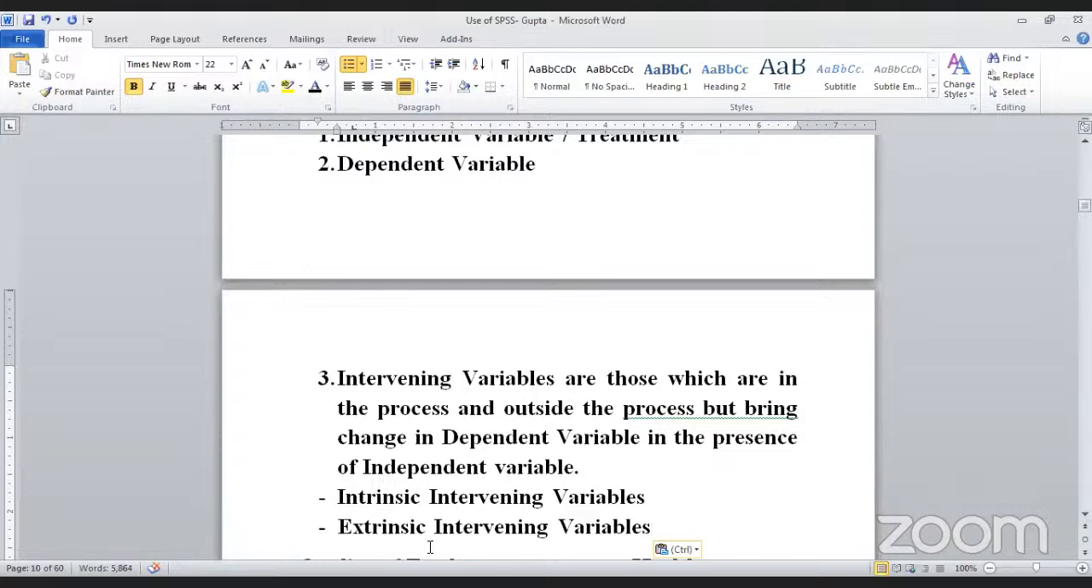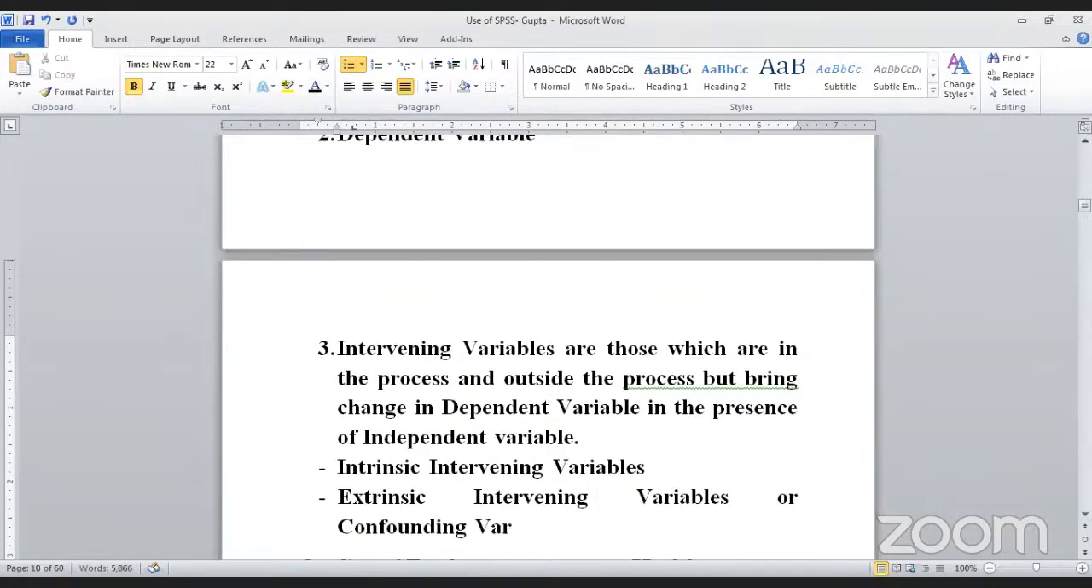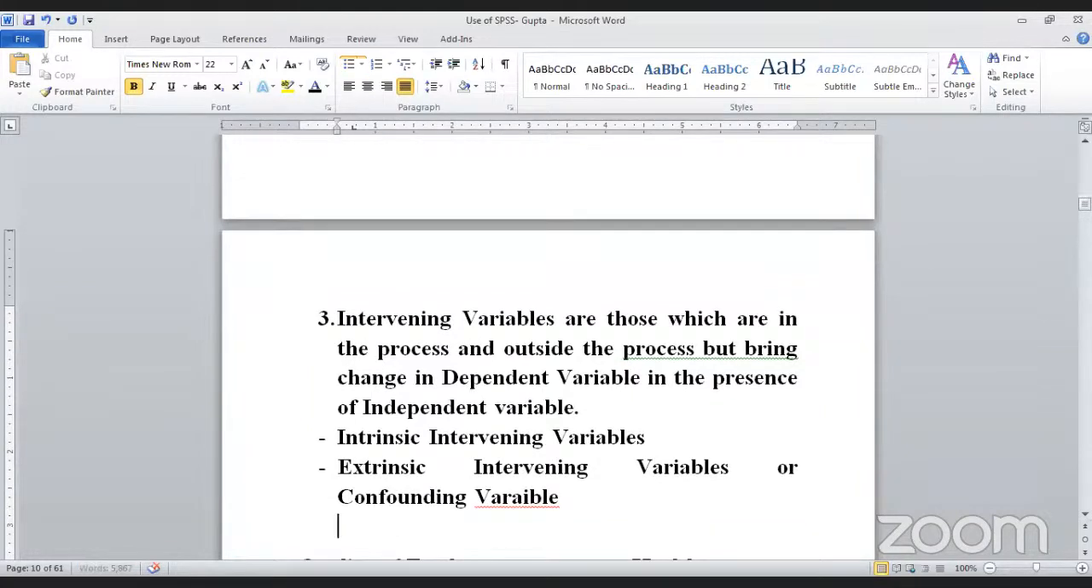For example, right now, you people, wherever you are sitting, if you are uncomfortable, then my dear friend, it is quite possible that you might not be able to concentrate. Or if there are children who are playing near you, because of the noise of the children, sometimes you might miss some of my statements or sentences, and therefore you may not be able. All these are the intervening variables. The extrinsic intervening variable is also called confounding variable. So these are the intervening variables.